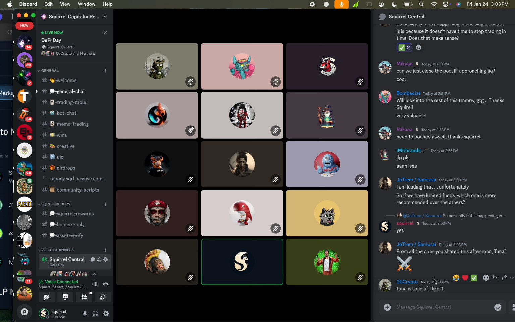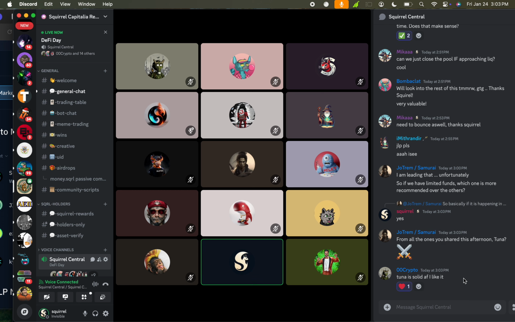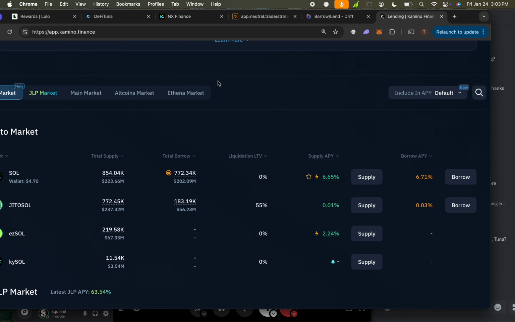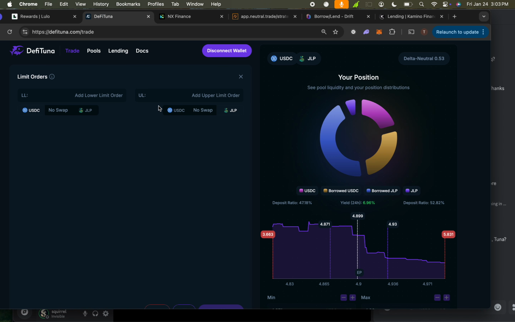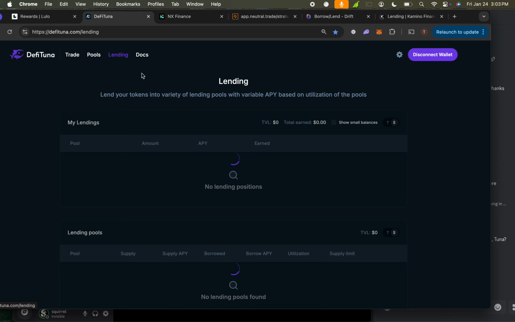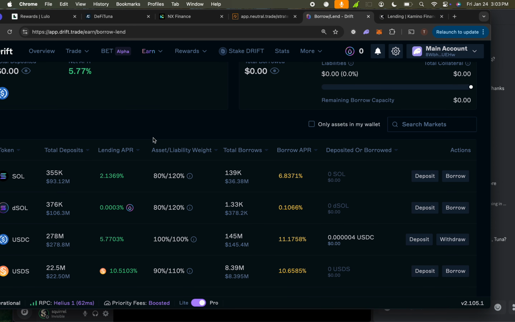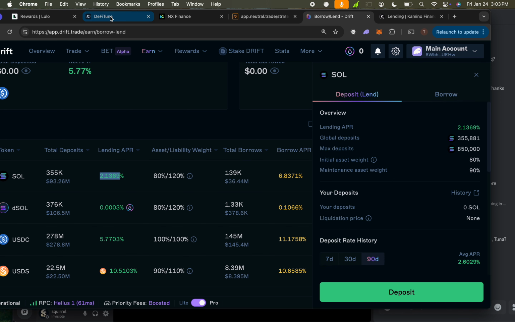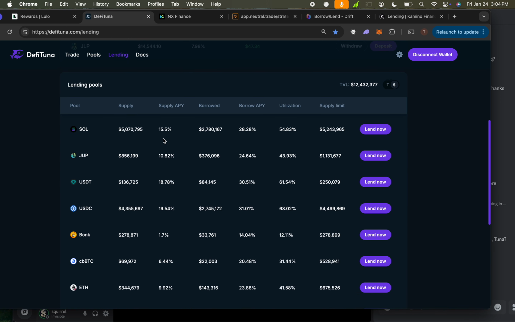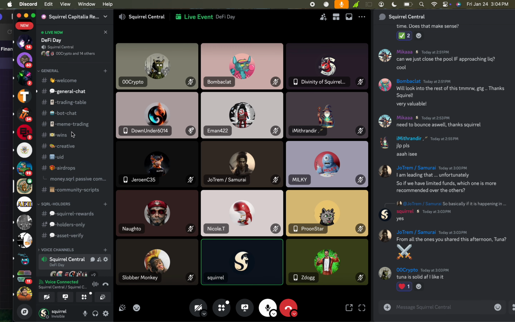Oh, I think I sent you that one as well for lending. Yeah, that's my main. So again, the big difference between all these lending protocols is that Tuna is the only one to have lending on altcoins, right? So yes, you can lend your Sol for 2%, but don't do that. It's just not worth it. Lend it for 15% over here. It just makes a lot more sense, at least in my opinion. There's just no reason.